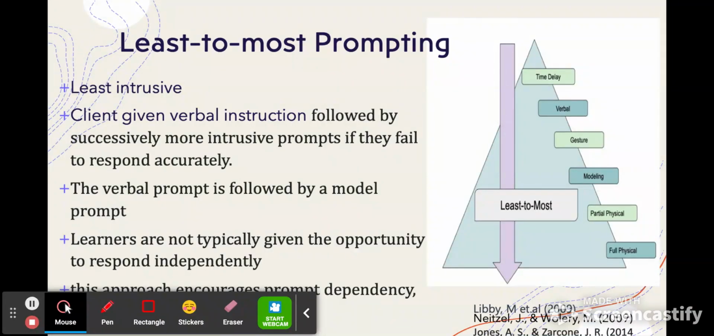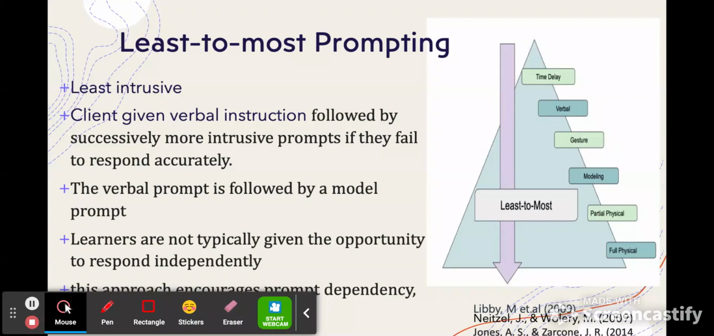So least to most prompting, also known as prompting hierarchy: learners are given a verbal instruction followed by successively more intrusive prompts if they fail to respond accurately. The verbal prompt is followed by a model prompt in which learners are shown the correct answer, and if they do not respond or respond incorrectly, they are physically guided to answer correctly. With this model, learners are not typically given the opportunity to respond independently to determine if they can do the task on their own. Thus, this approach encourages prompt dependency, particularly to the model prompt.